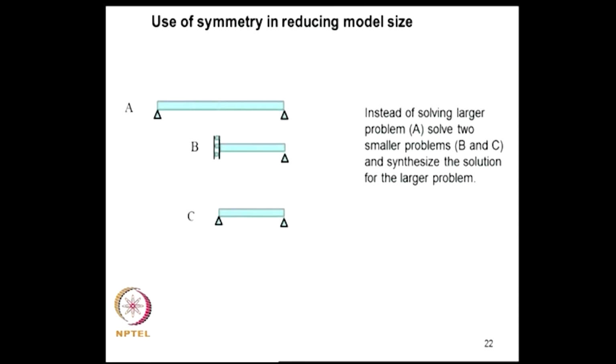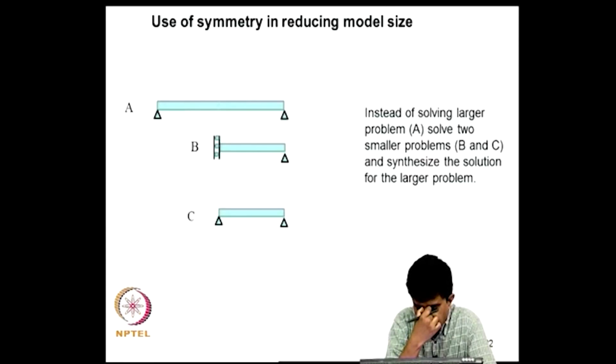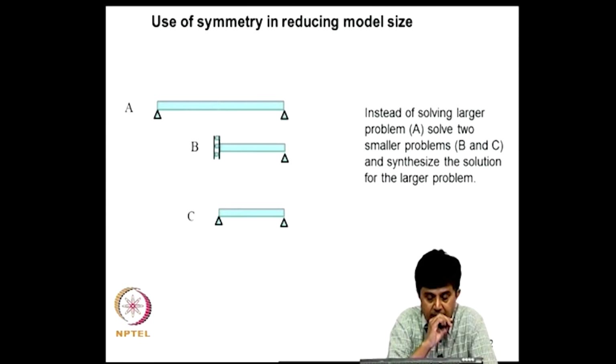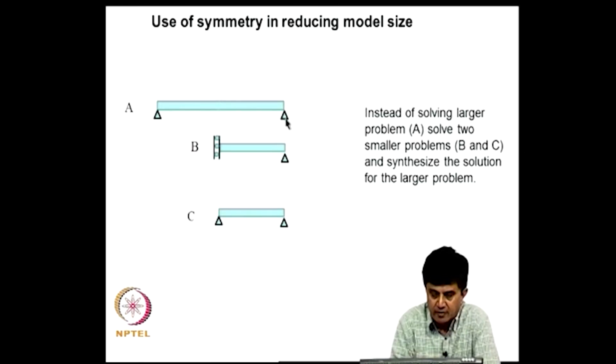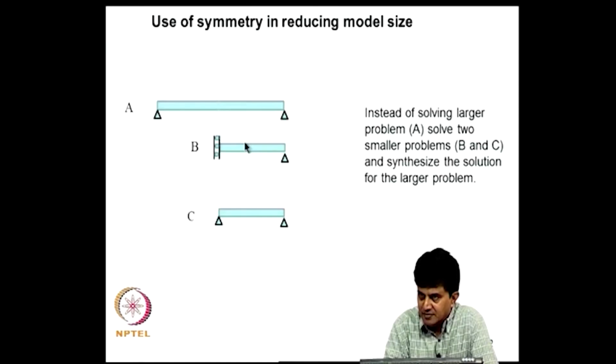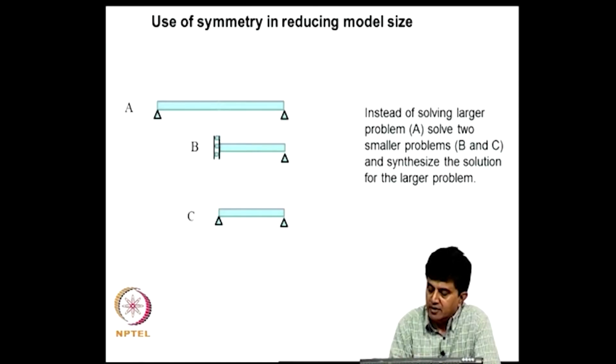Now, there are a few other strategies that become possible in certain classes of problems. For example, if the structure has certain planes of symmetry, for example, if you have a one span beam like this, can I construct the solution of this structure by analyzing a smaller problem? Okay. So, instead of solving the larger problem A, we will solve two problems B and C and synthesize a solution of this problem. So, what I do is I cut the structure here and I introduce this boundary condition, this is a roller and a hinge.